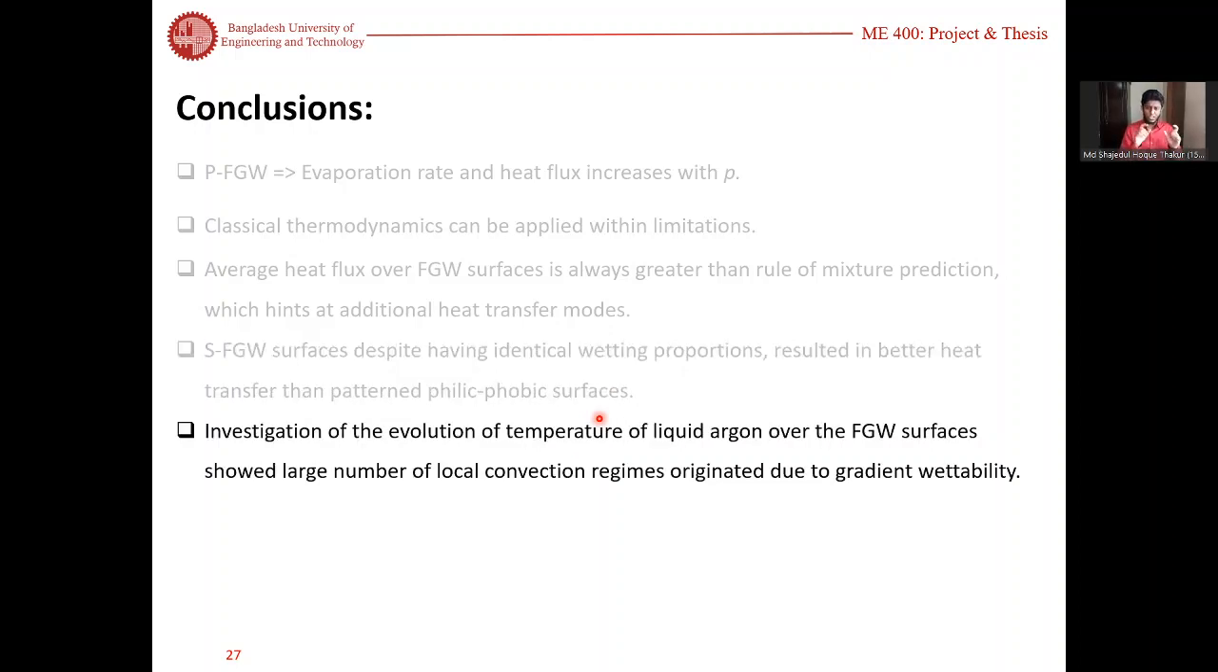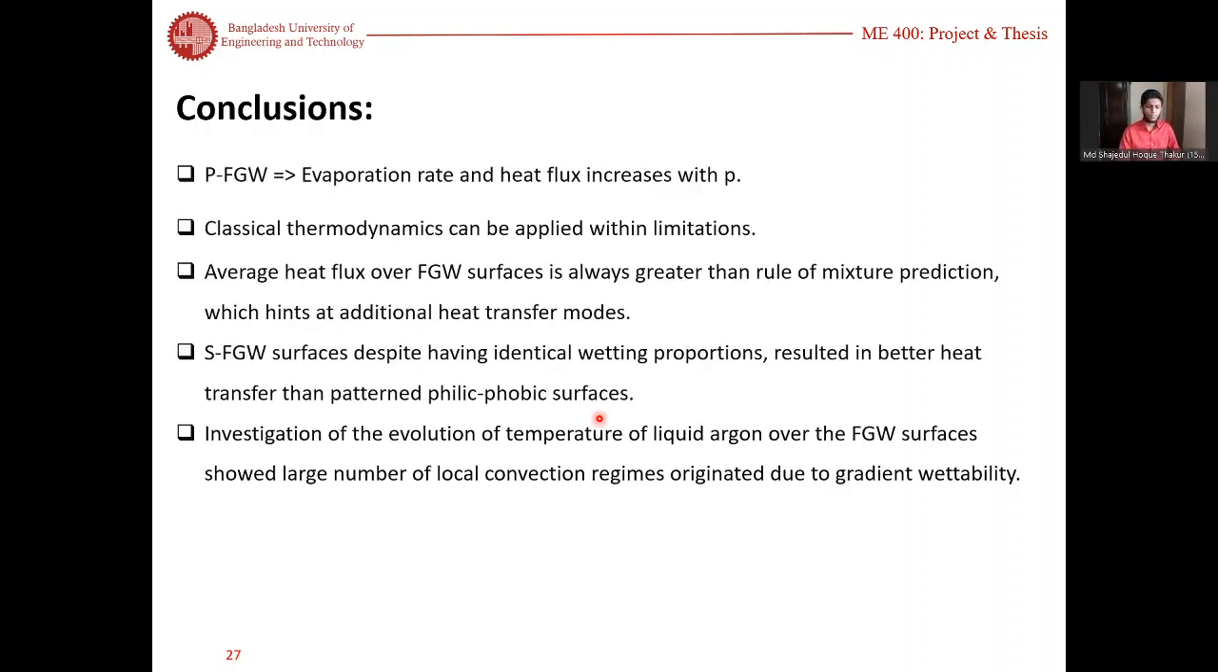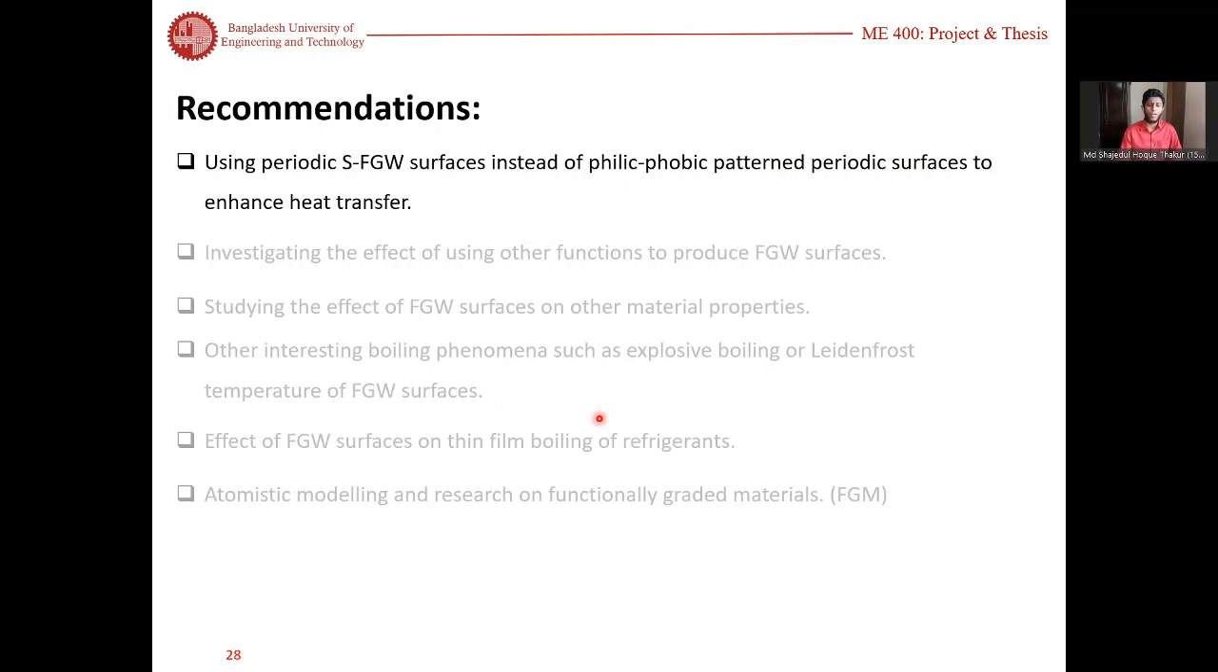And by studying the temperature profile, we understood that this enhancement is due to the local convection regimes that are generated by the gradient of the surface. And therefore, we recommend that using periodic SFGW surfaces, instead of philic-phobic periodic surfaces, will give better heat transfer.